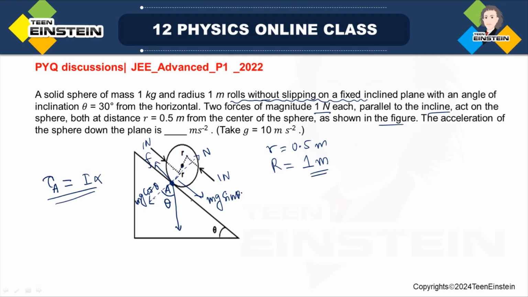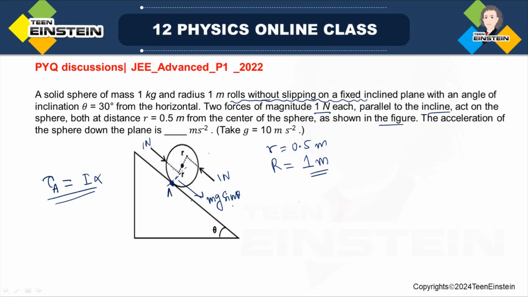I'll get torque due to this mg sine theta, this force. I'll get torque due to 1 Newton each, which are acting at different places of the sphere from the center. So look now, the total torque acting on this body I'll calculate, okay. This I'll erase for my convenience so that it will be a little bit clean, okay.